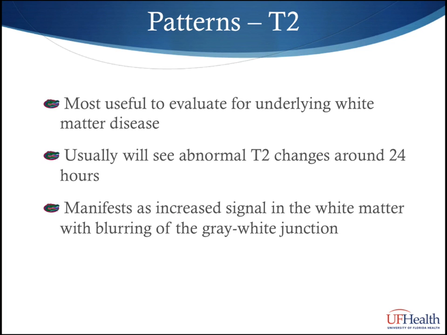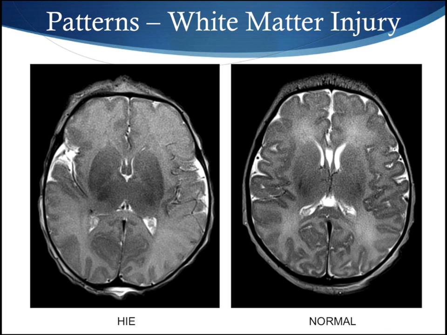Now I'd like to briefly discuss the common imaging sequences used and the expected findings in HIE, as well as the expected time course of these changes. T2 weighted imaging is most useful evaluating for underlying white matter disease. These changes usually become evident around 24 hours at the earliest and manifest as increased signal within the white matter with blurring of the gray-white junction.